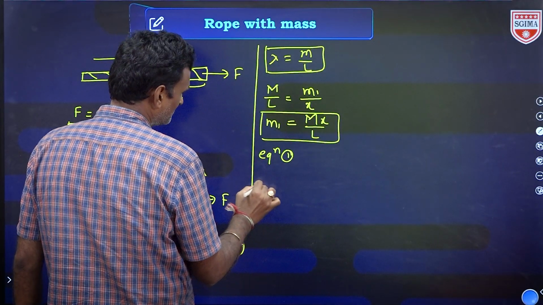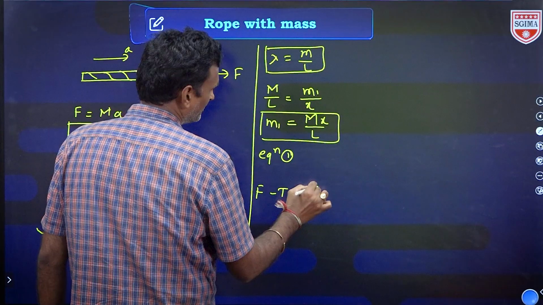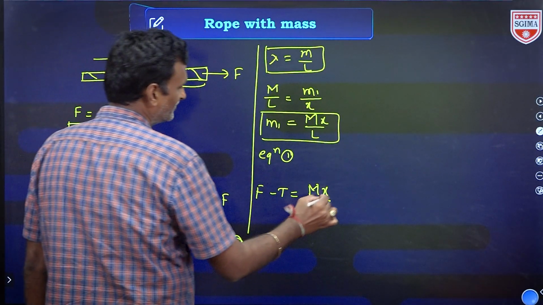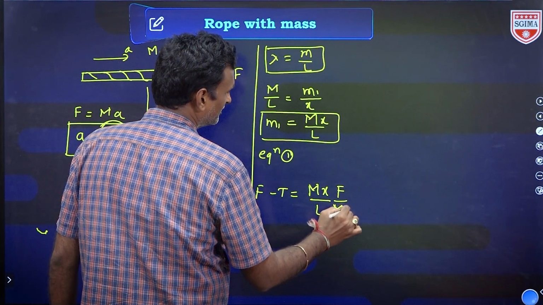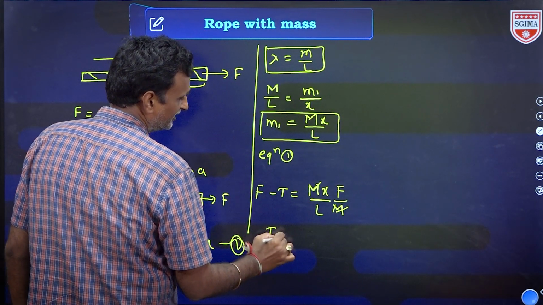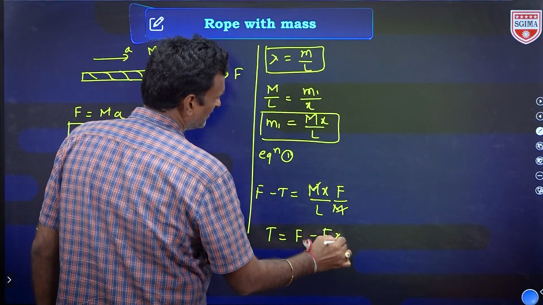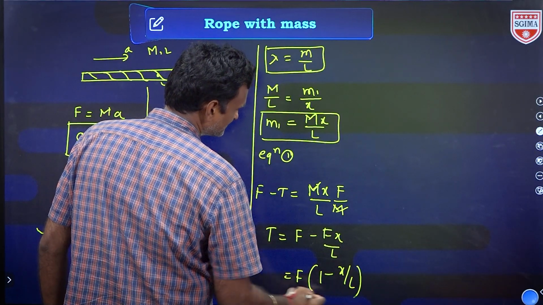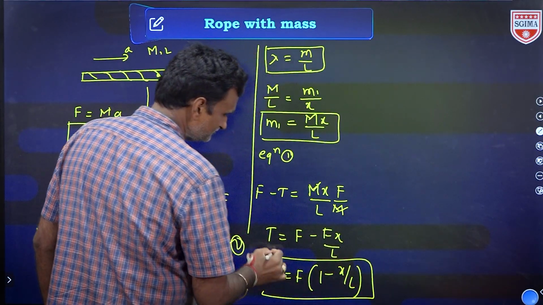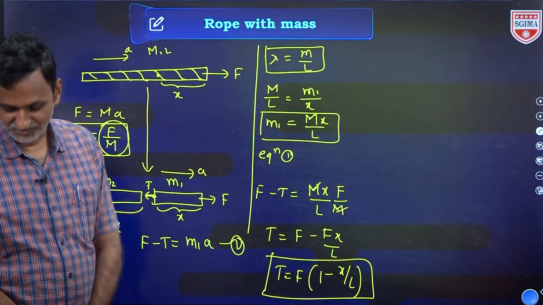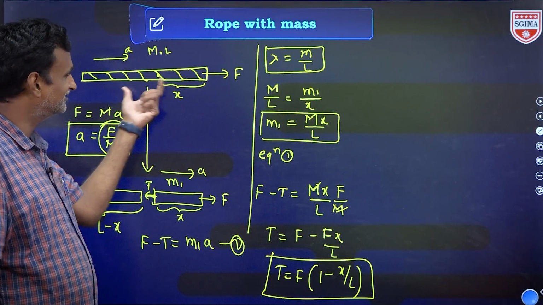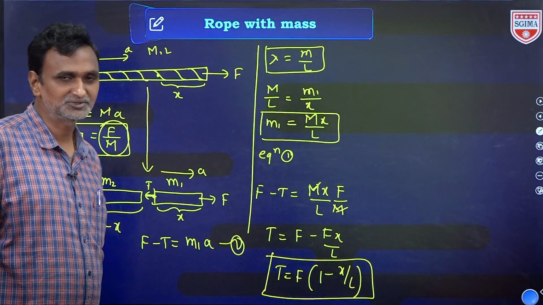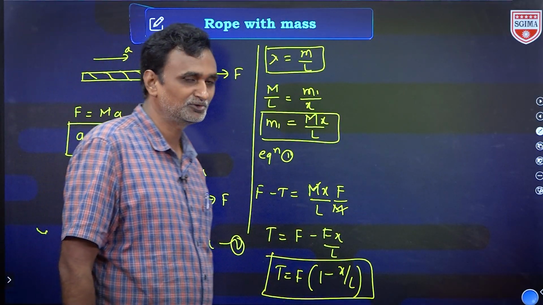From equation 1, F minus T equals capital M x by L times acceleration. What acceleration did we get? F by M. M cancels. So T equals F minus Fx by L, which is F taken common, 1 minus x by L. This is the value of tension which acts at the point x distance from the applied force end, okay. This is the way they can mostly ask you questions, and this is one method to solve.